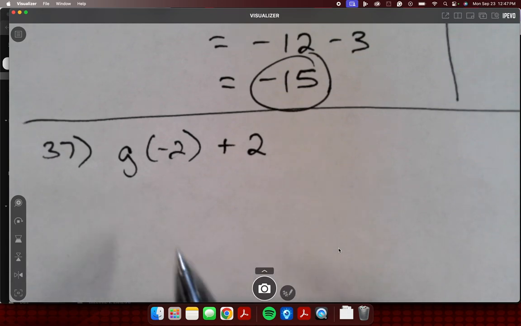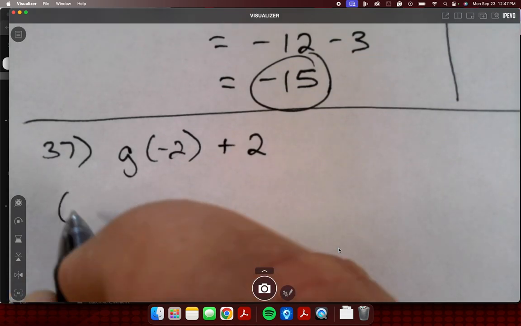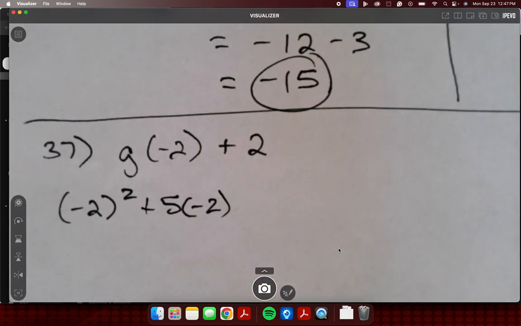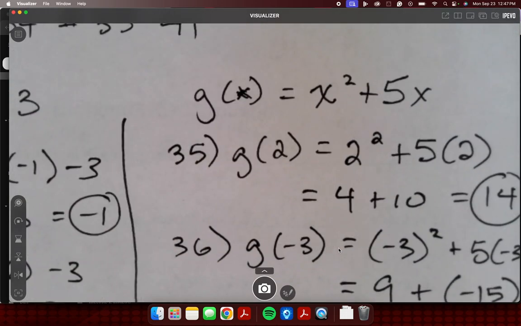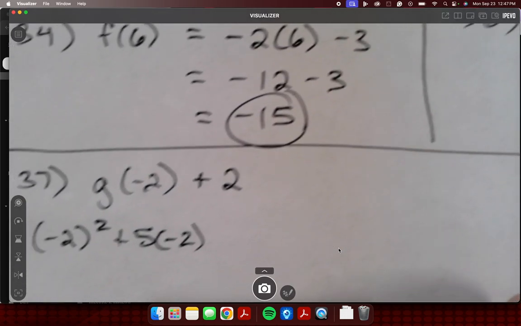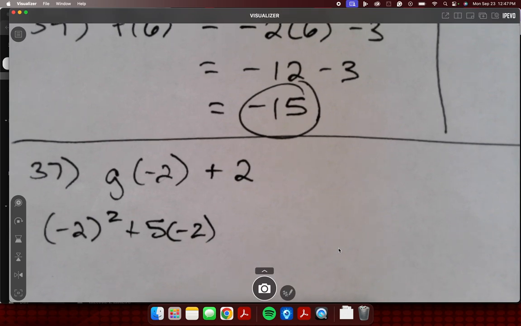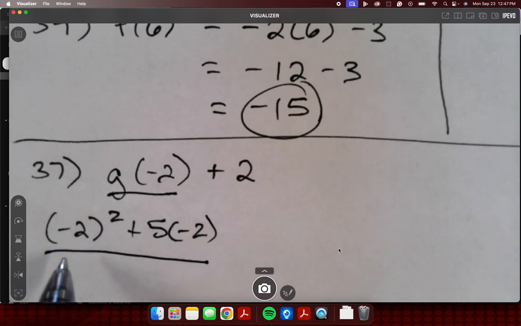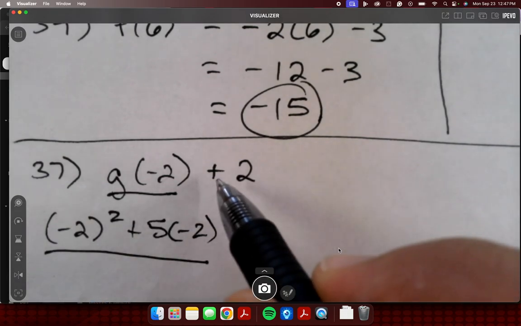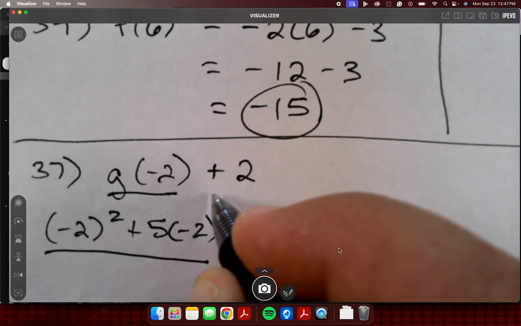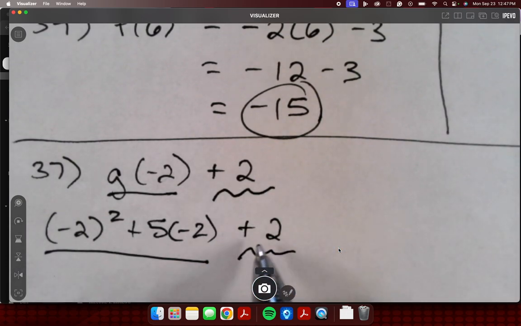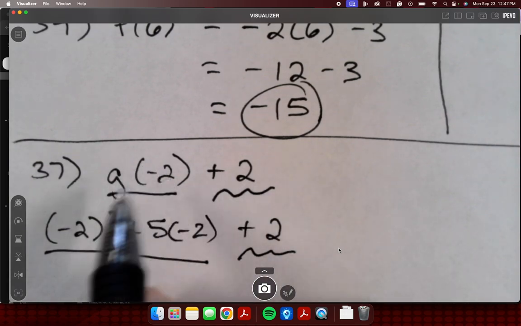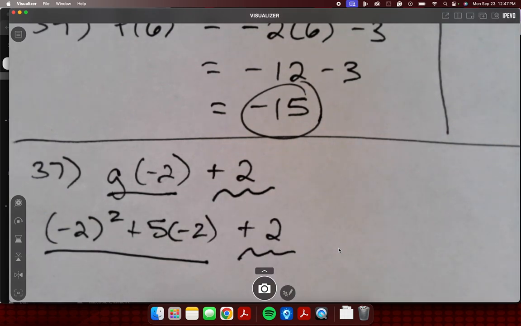So g of negative 2 would be negative 2 squared plus 5 times negative 2. Because the equation was x squared plus 5x. So we do negative 2 squared plus 5 times negative 2. So this is right here. G of negative 2 is these two terms. But we're told to also add 2 to that. So this plus 2 is not coming from g. It's just coming from the fact that they told us that after we plug negative 2 into the function, we should add 2 to the result.